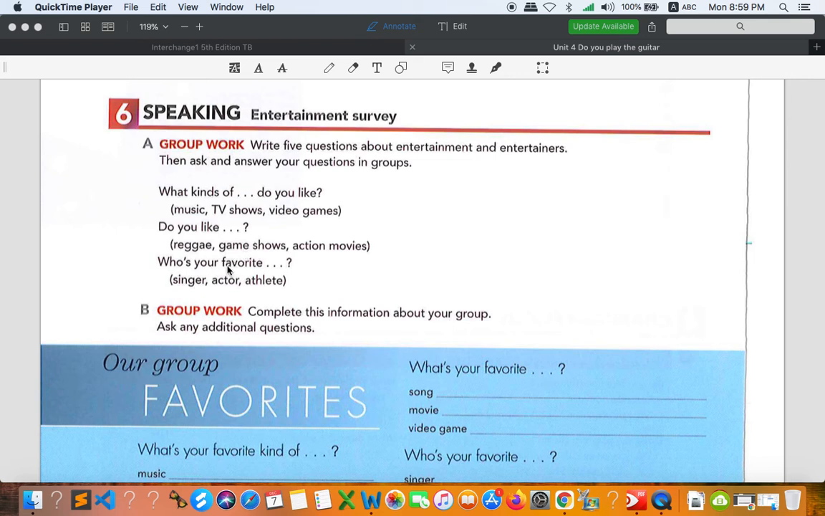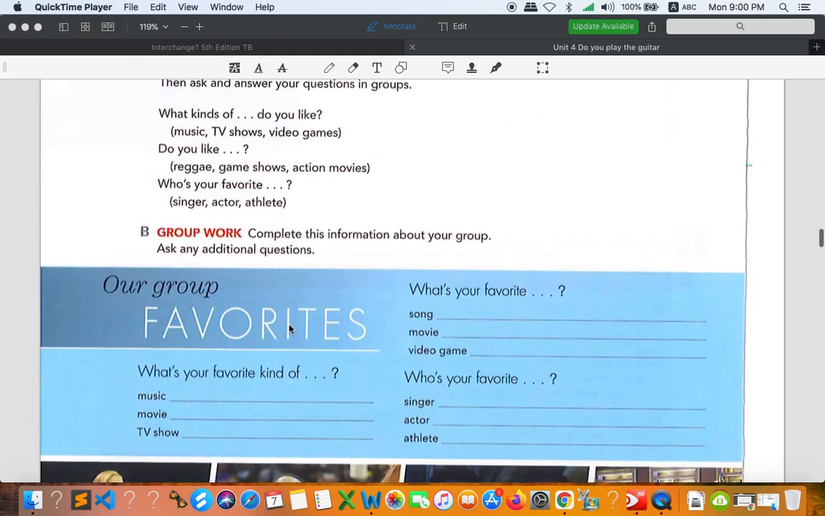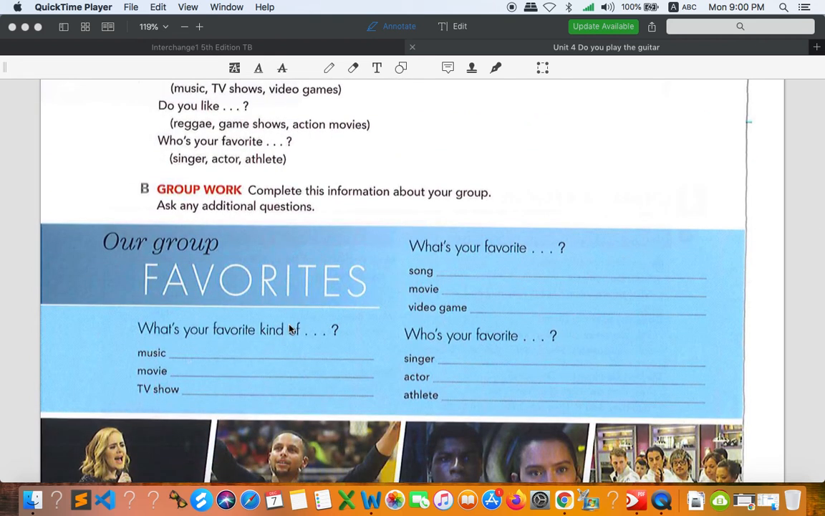Okay, who's your favorite singer, actor, or athlete? Athlete right here is about a person who plays sports. All right. So it's like a footballer, like a tennis player. Okay. All right. So you might ask, this is about group work, but you don't have to.